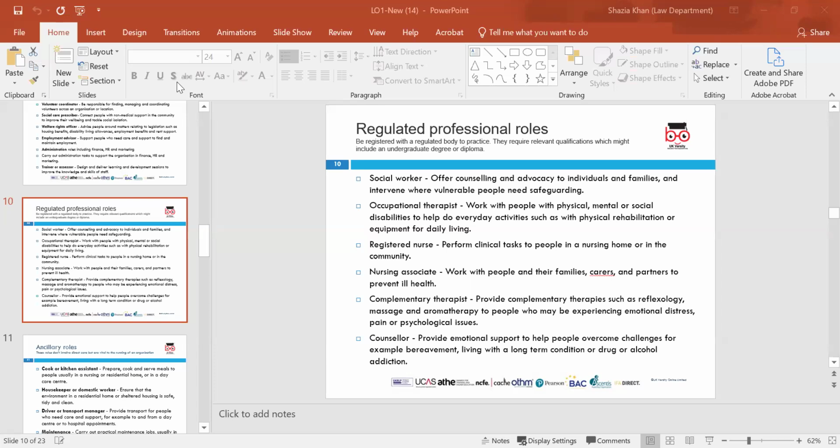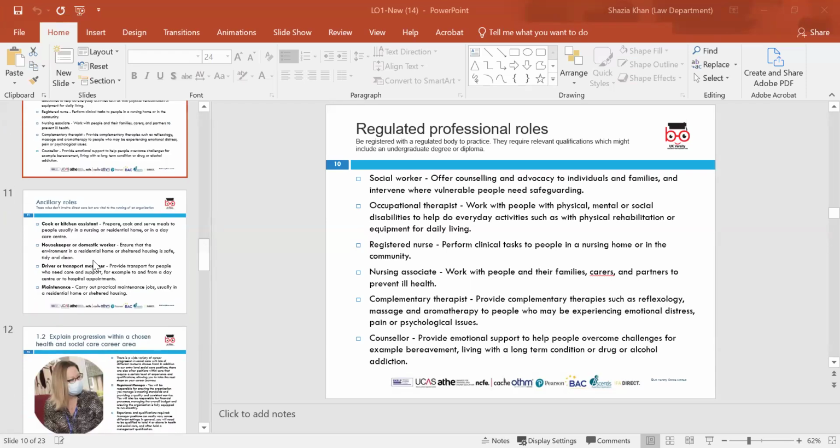It could be someone who's got a long-term condition. It could be someone that's got an alcohol addiction. It could be someone who's got a drug addiction. They work in the care organisation, and they work in the health community, and counsellors are independent as well. They have their own jobs as well.